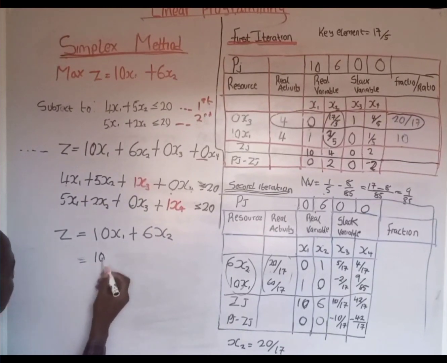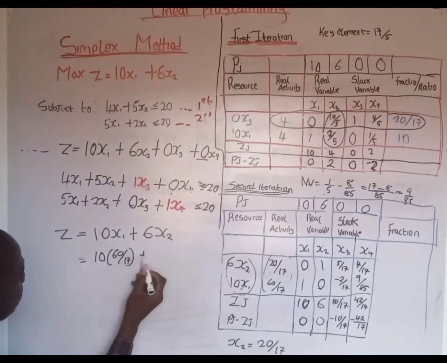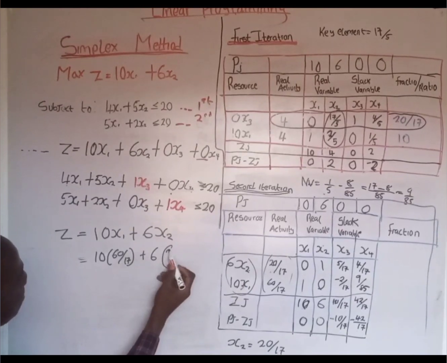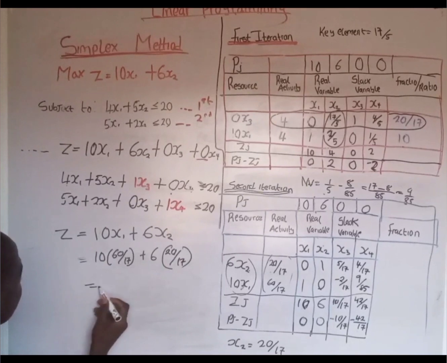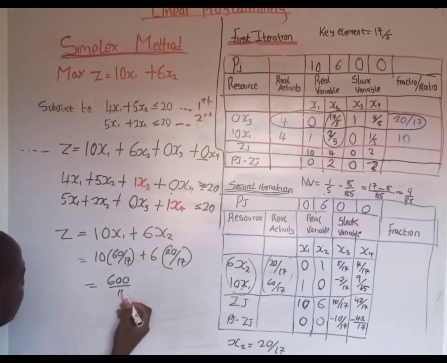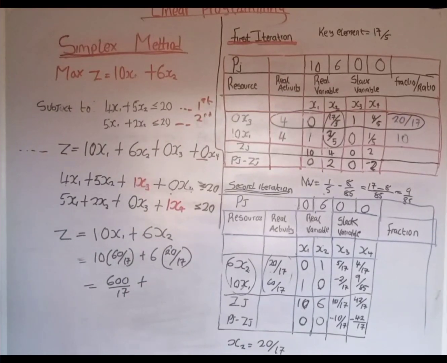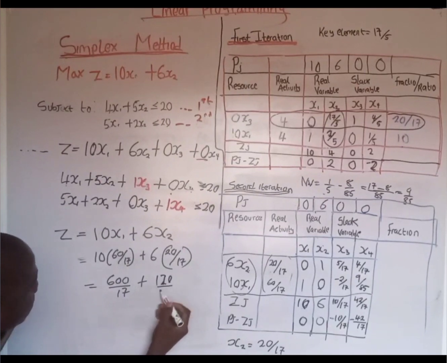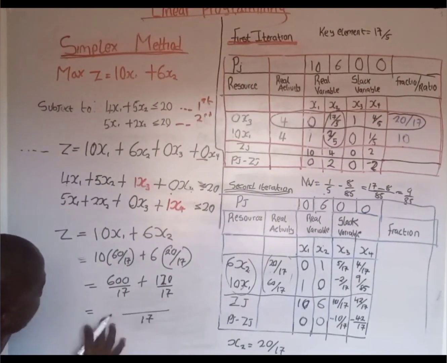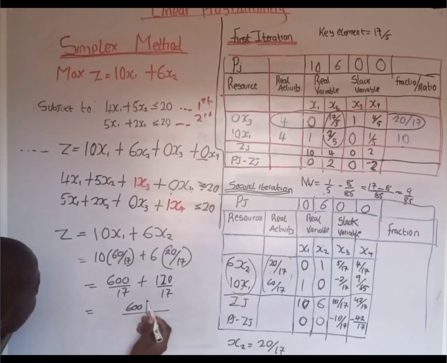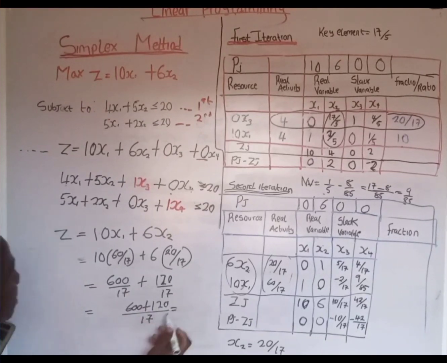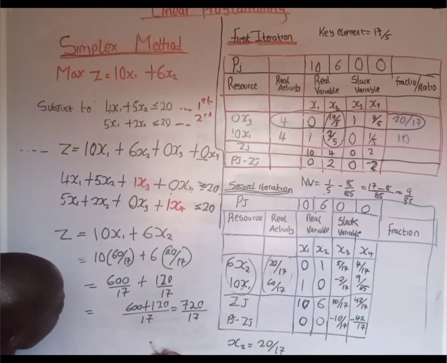x1 is 60 over 17, so I'm going to have 10 into bracket 60 all over 17 plus 6 into bracket 20 over 17. So 10 multiplied by 60 is 600 over 17, plus 6 multiplied by 20 is 120 over 17. The LCM is 17. 17 divided by 17, 1 multiplied by 600, plus 17 divided by 17, that is 1 multiplied by 120. So 600 plus 120 is 720. 720 divided by 17. So the solution is 720 over 17.